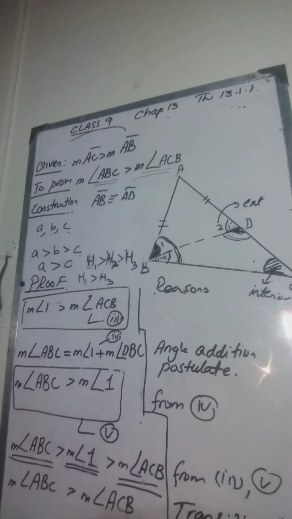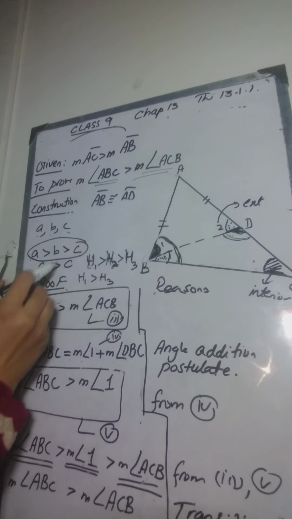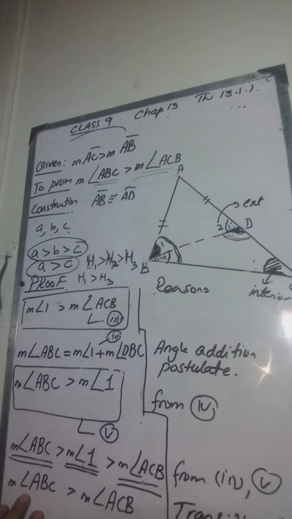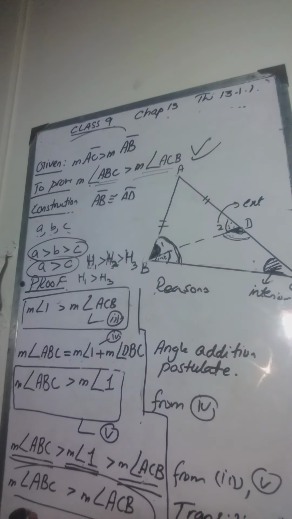So using this property, this is called the transitive property of real numbers. It is true for any three quantities having this relation. If you have this relation, you can deduce this one. So the measurement of ABC is greater than the measurement of ACB, and this is what we needed to prove.